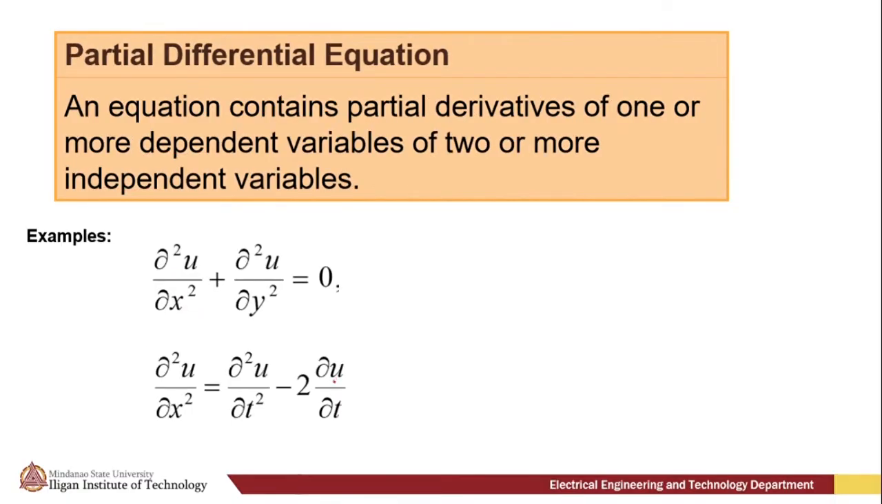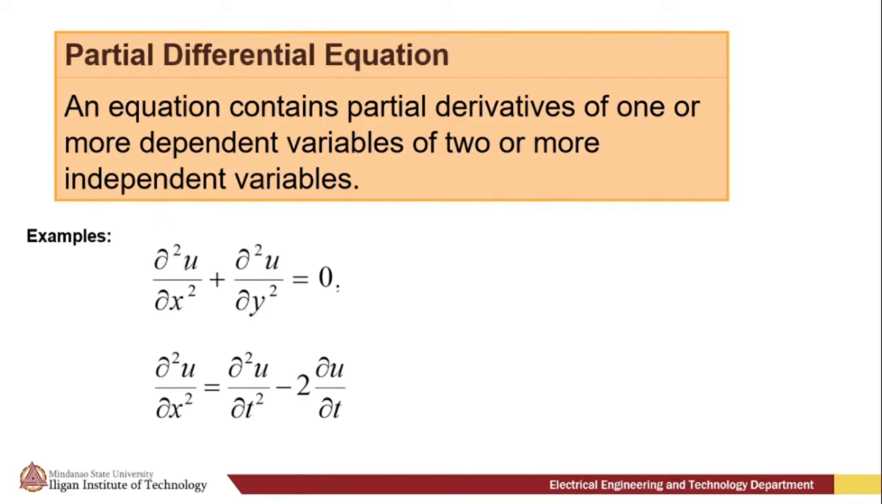Next, we have the partial differential equation. A partial differential equation contains partial derivatives of one or more dependent variables of two or more independent variables. So now, our independent variables must be greater than one to be called a partial differential equation.